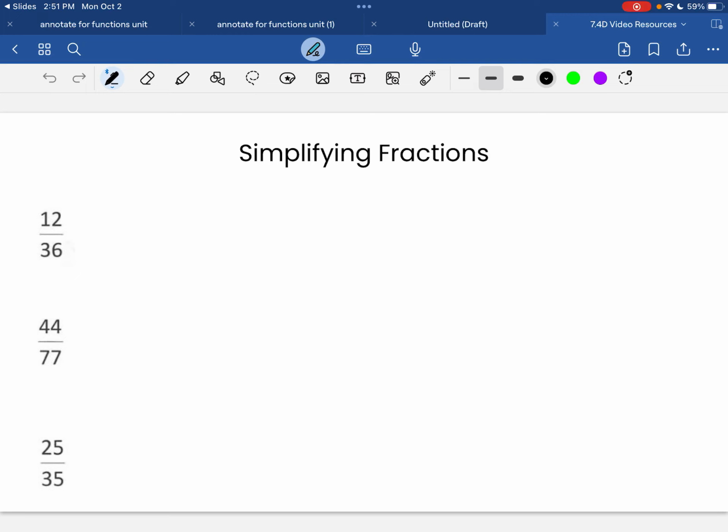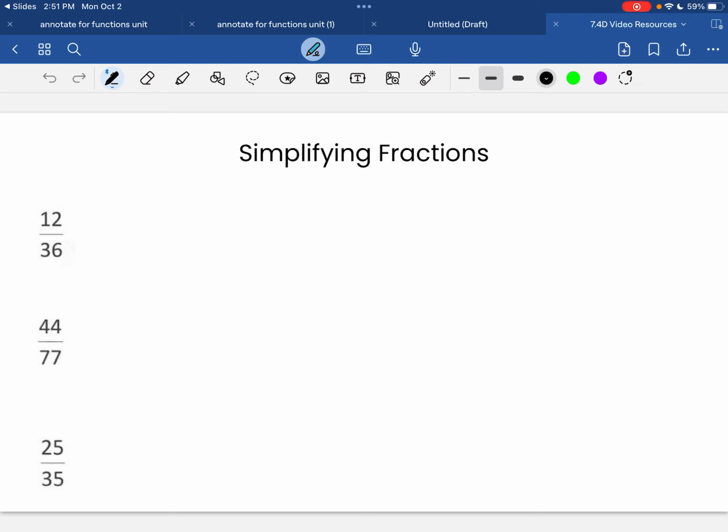Hey guys, today we're going to be looking at simplifying fractions using our ratio table. So here I have three different fractions that I want to simplify into the simplest form. And so I need to remember that first, when I'm simplifying a fraction, I'm not changing its value.